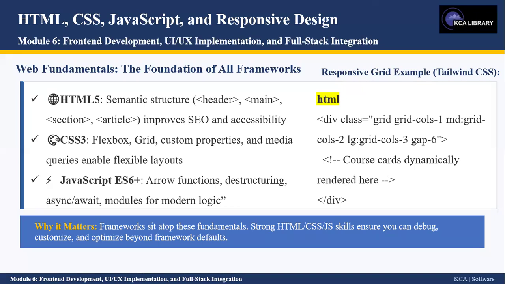Example: responsive grid with Tailwind CSS. This single line adapts from one column on mobile to three on desktop.